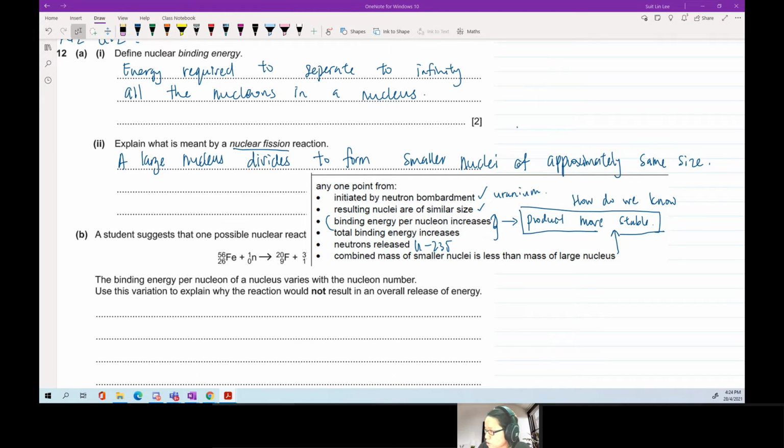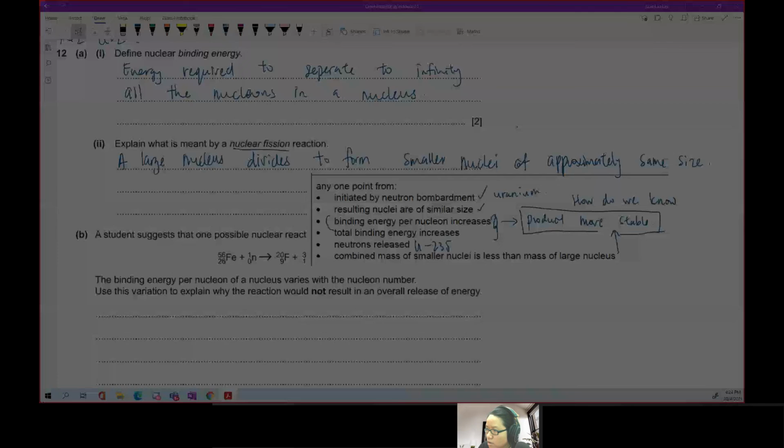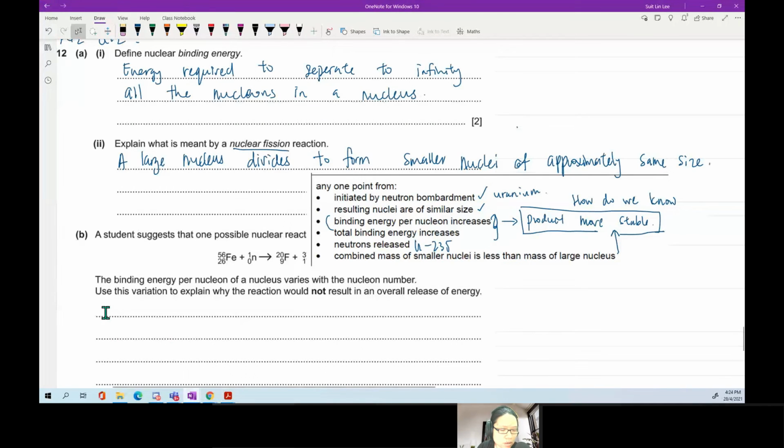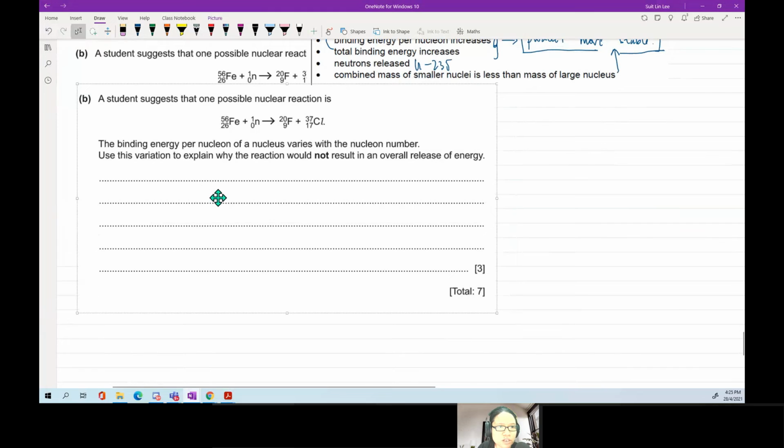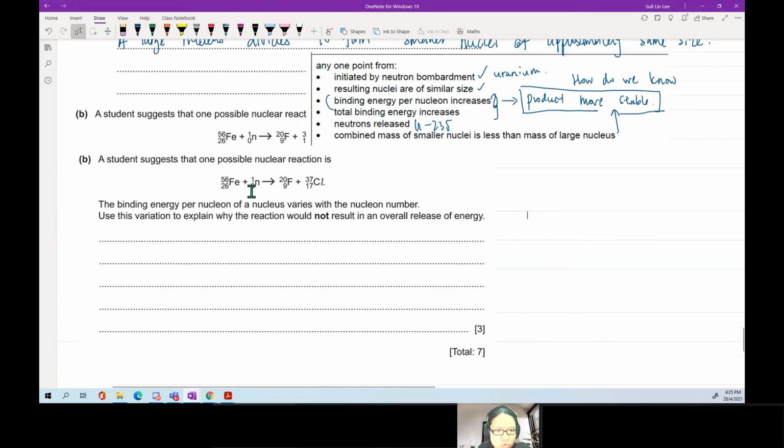Okay, last part. Repaste the question again. A student suggests that one possible nuclear reaction is this one. So I see the neutron bombardment. I see somewhat similar size, but sure. The binding energy per nucleon of a nucleus varies with the nucleon number, of course. Use this variation to explain why the reaction would not result in an overall release of energy. 3 marks.